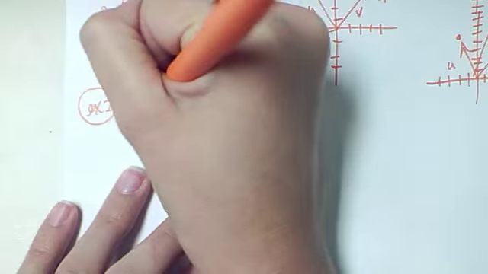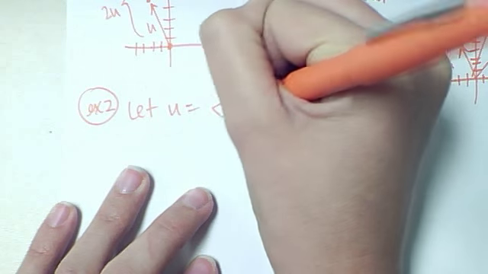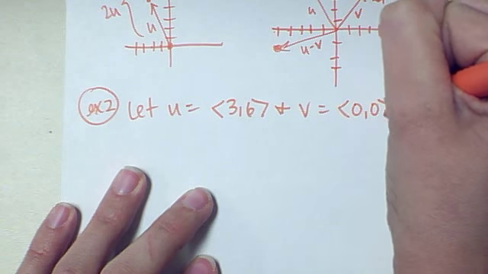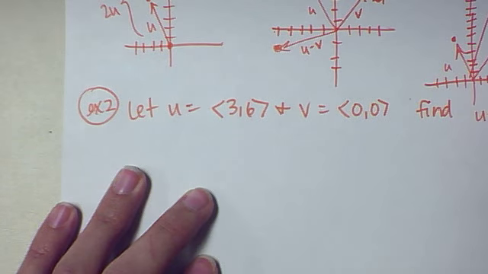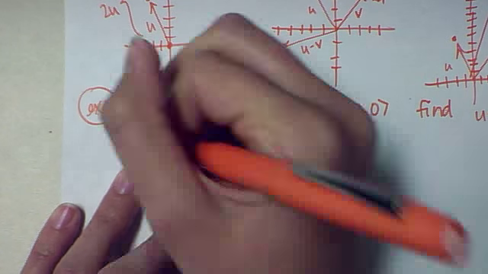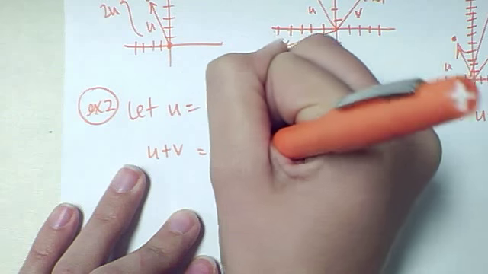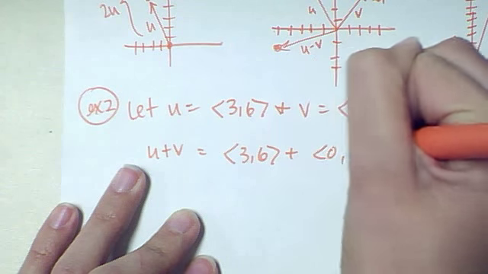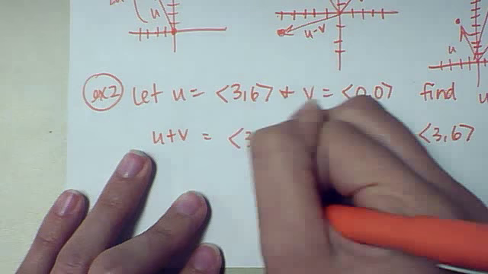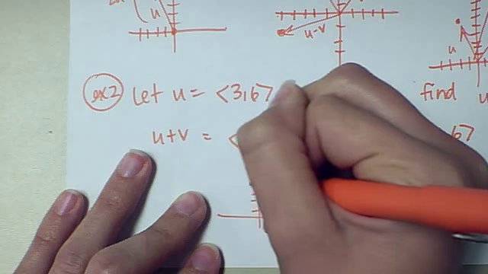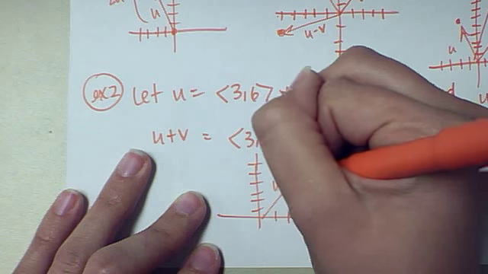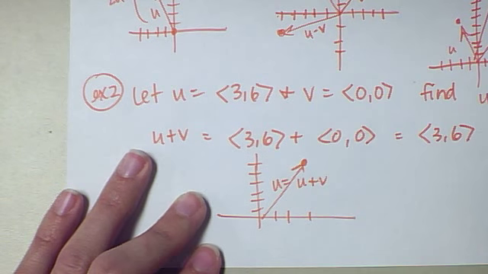So we'll do one more like that, where we're going to let u be 3, 6, and v be 0, 0. And I want you to find u plus v and sketch it. So just another example, really. If I do u plus v, I'm doing 3, 6 plus 0, 0. When I add 0, of course, that doesn't change anything. So then my original vector u is equal to my resultant vector u plus v.